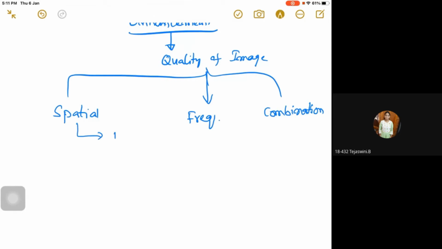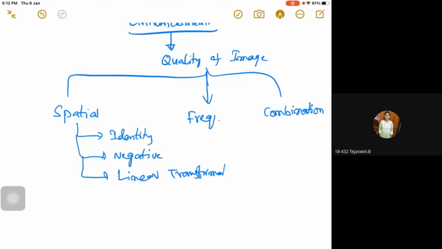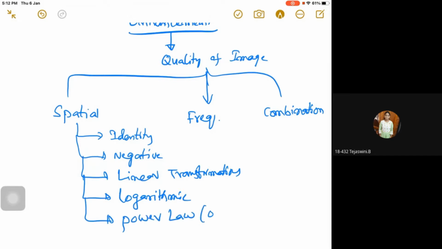We have covered identity, and we have seen image negative, and we have seen linear transformations, and then logarithmic transformations, and then power law or gamma law techniques. Power law or gamma, so that is the power of the pixel values.